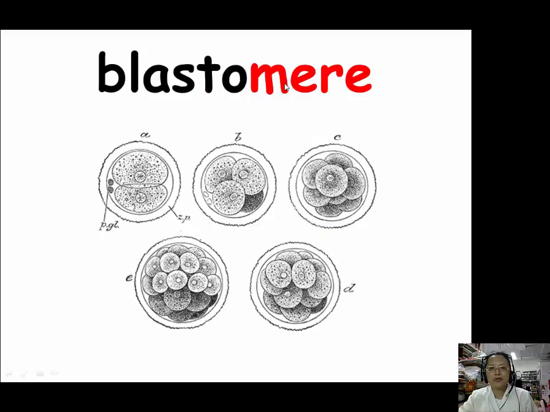And our example for the suffix mere, M-E-R-E, is blastomere. Blastomere means one of the cells produced by the cleavage of a zygote. After fertilization, the sperm enters the egg and produces a zygote. And then the zygote will start mitosis. In the first stage, it becomes two cells, and these two cells are called blastomeres. They are also called cleavage cells.